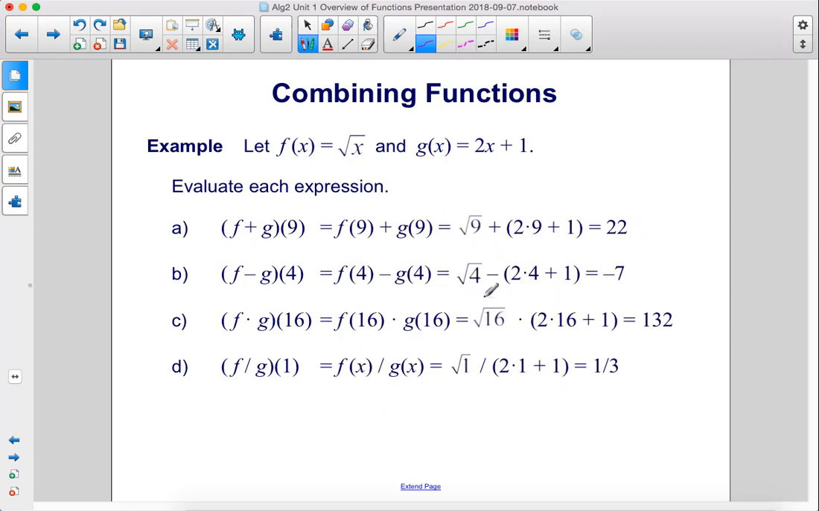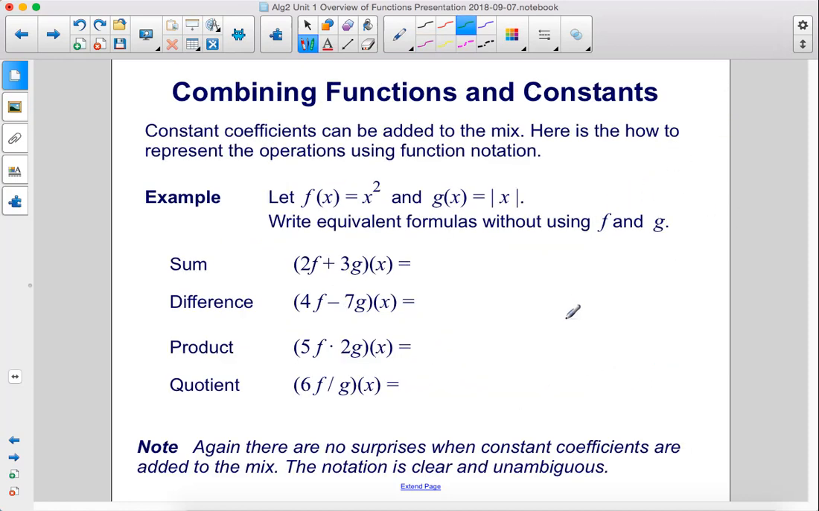And here are all of the answers, which are all correct. For this one, we had 4 times 33, which is 132. So, yep, we got these all correct. Constant coefficients can be added to the mix. Here's how to represent the operations using function notation.